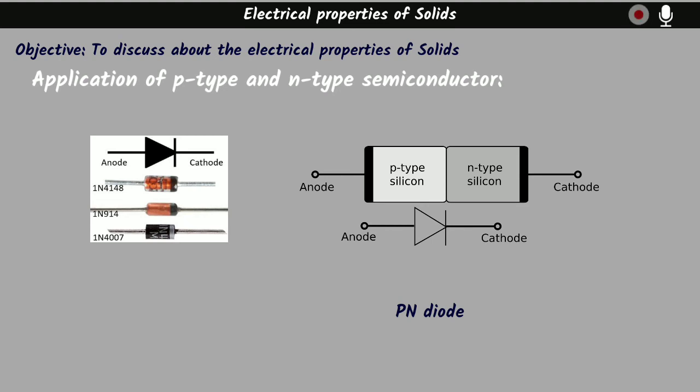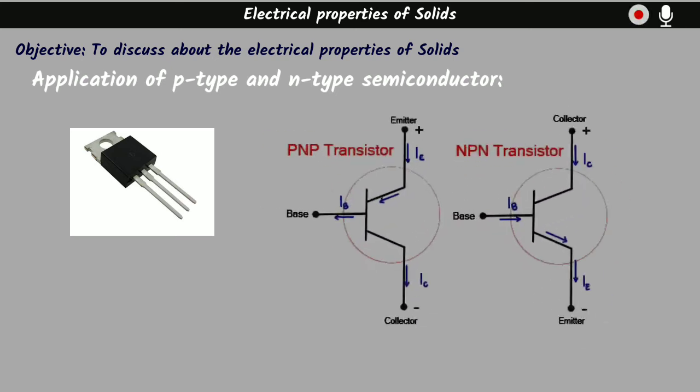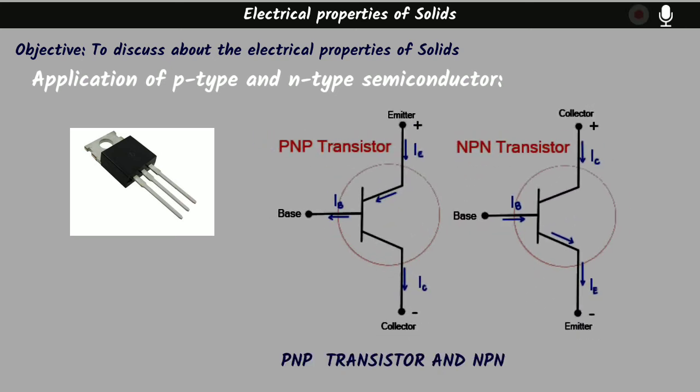And the second one is the transistor. In the case of a transistor, we can use combinations like NPN. That means first a layer of n-type semiconductor, then p-type semiconductor, then again n-type semiconductor, and we can also use PNP types of semiconductors to prepare the transistors.